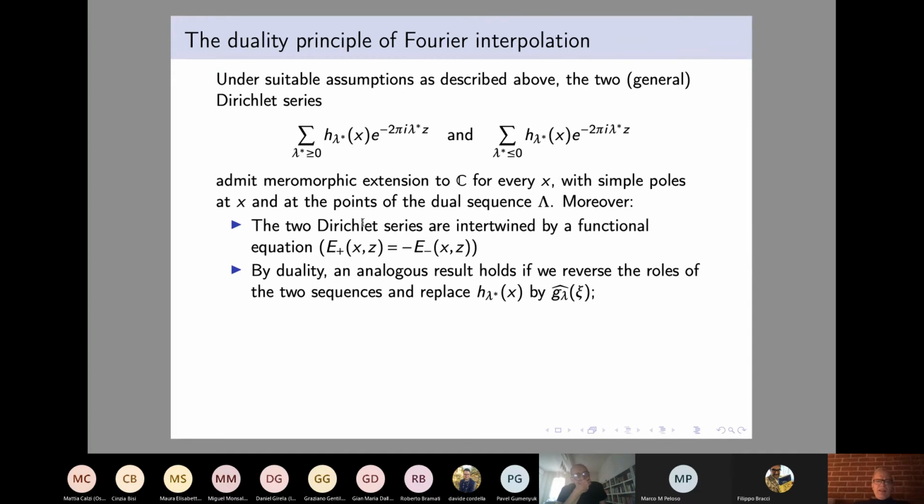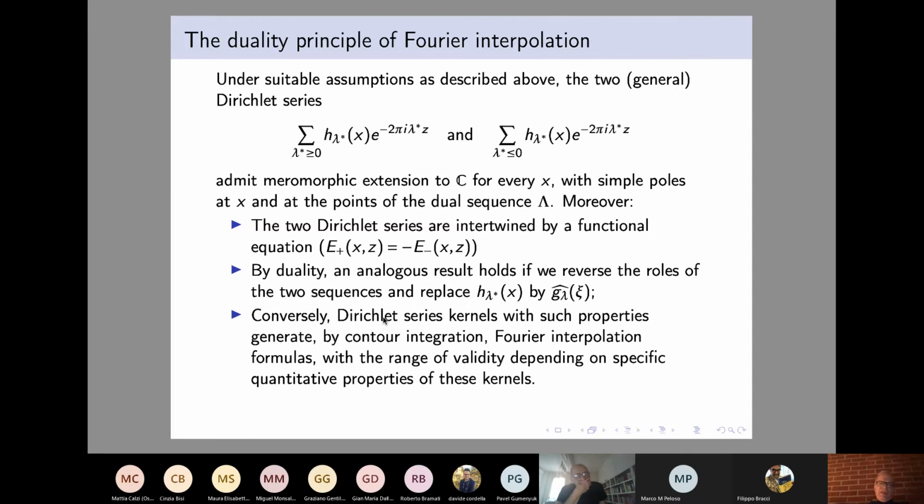I didn't write explicitly that E plus is this guy and E minus is this guy. There is a small technical issue behind that, but basically what you have is that these two Dirichlet series are intertwined by a functional equation. And then, by duality, you have an analogous result when you switch the roles of lambda and lambda star. This is another way of expressing this duality in more analytic terms.